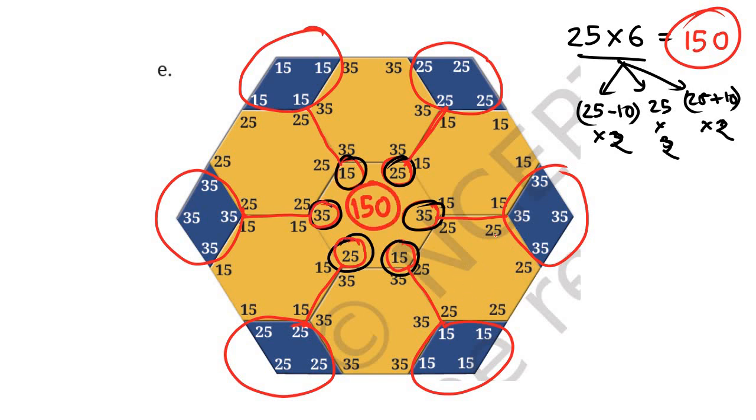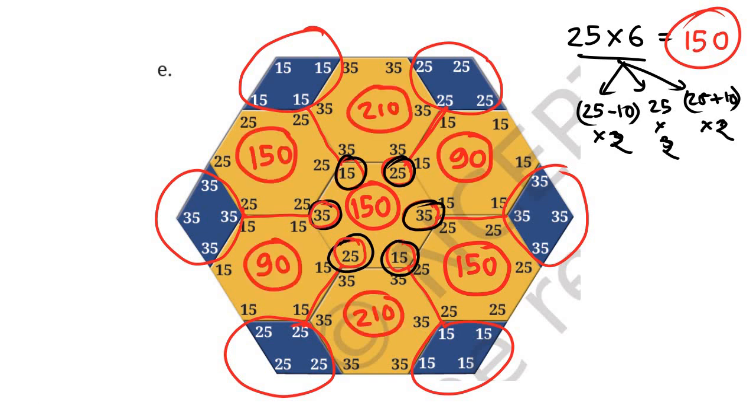What about this one? You see, this is again 25 into 6, so this is again 150. Now this one is 35 into 6, so this is more. Okay, I have done the sums. So the central one is 150. The 25 one is again 150. So we have got three 150s. Next, the 90 block. And there are two 90 blocks like this. Two 90 blocks, two 210 blocks and two 150 blocks each. Good.